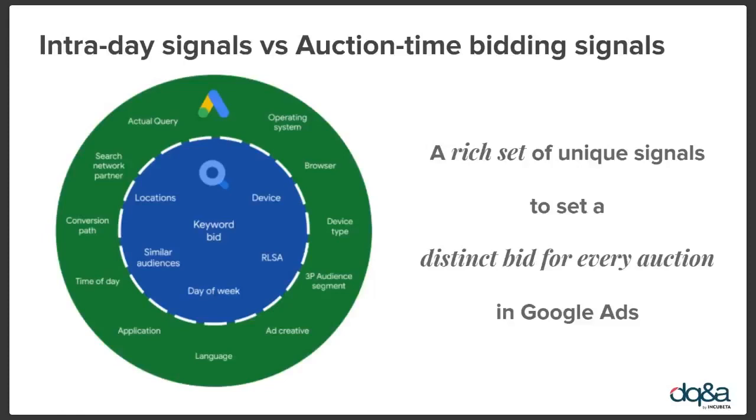Now Google will be able to consider signals such as their environment, such as operating system, browser, device type, application, and a user-specific situation, time of day, conversion path, and the actual query. That query signal is important because instead of changing a base bid on a keyword level that would apply to multiple search queries, auction time bidding can actually change bids for each specific query.